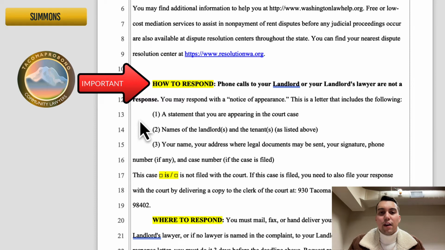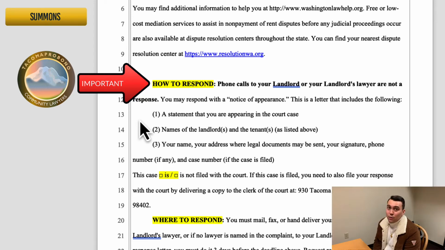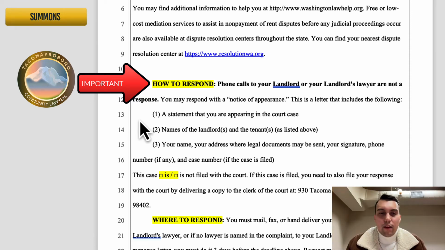So there's not necessarily a lot of variation that can go on here. For the most part, landlords have to substantially comply with the language that's in here. You'll see that you can respond by giving the landlord a letter that has a statement that you're appearing, names of the landlord and tenants, and also your name, address, where legal documents may be sent, signature, phone number, and case number if the case is filed.